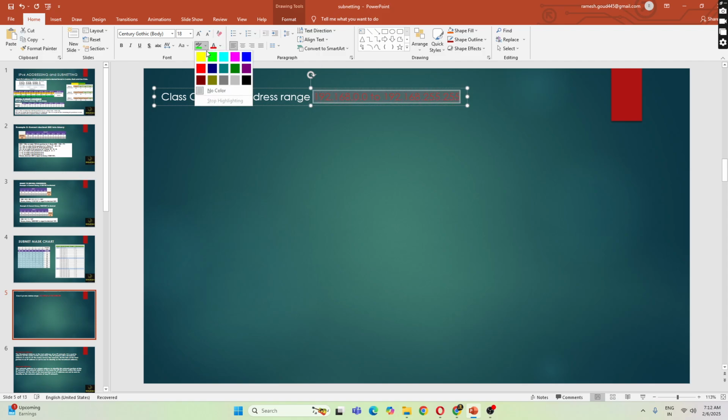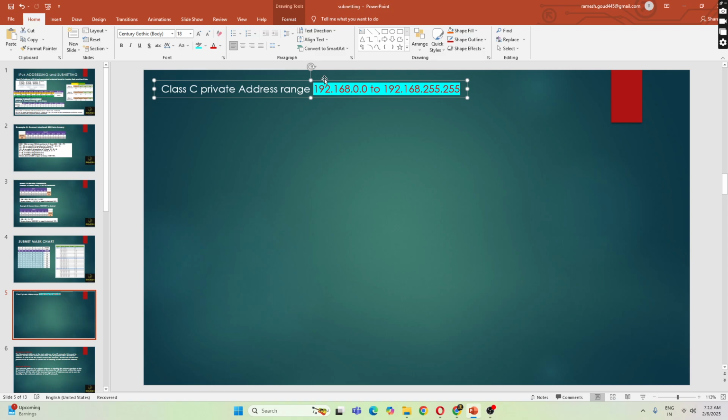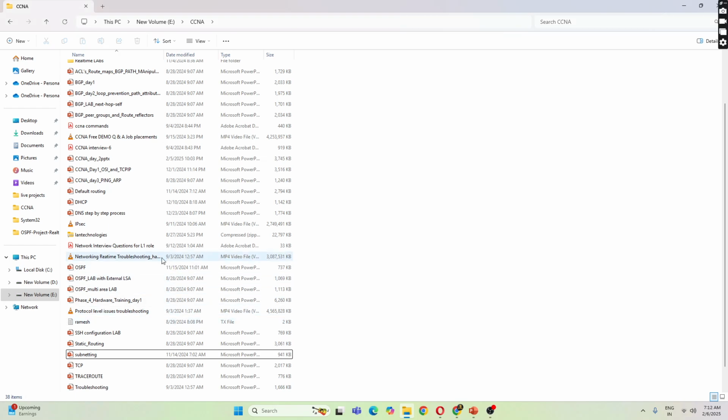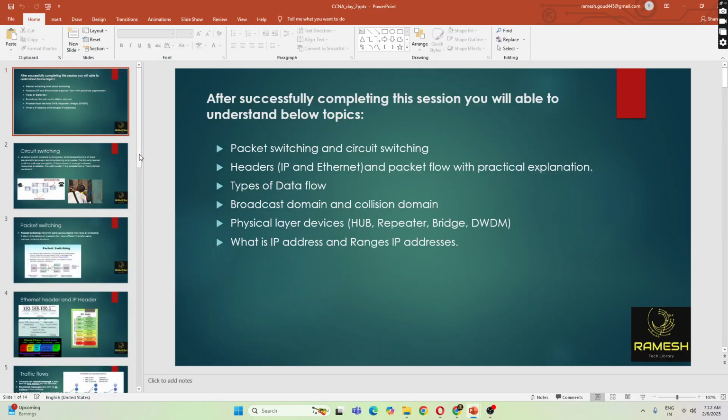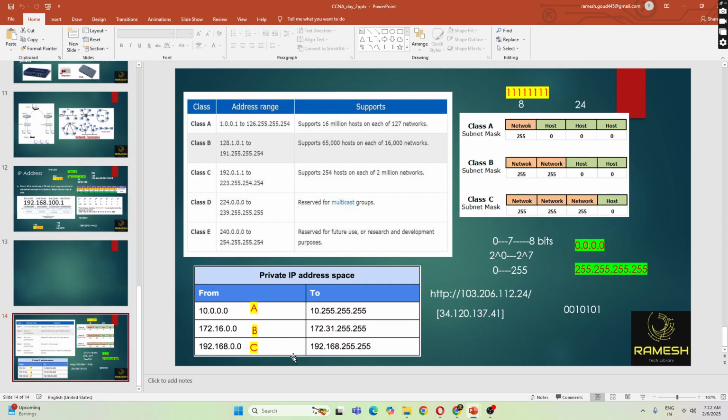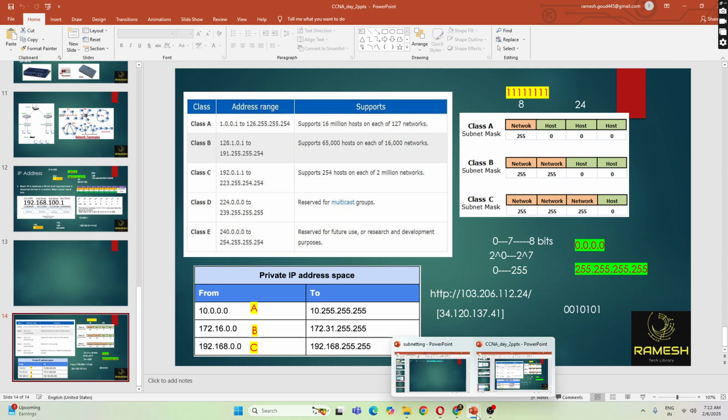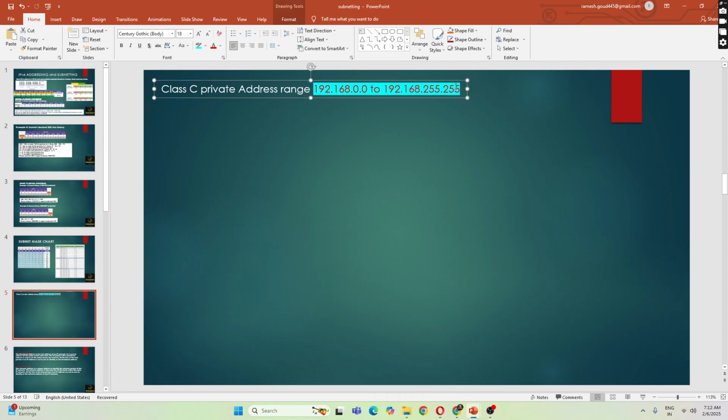Please go on mute, very important. You can see it is a slash 24. How many network bits do we have? 24, right? That's why we call it slash 24. There are 24 network bits in a class C network by default. That's why we call it slash 24.